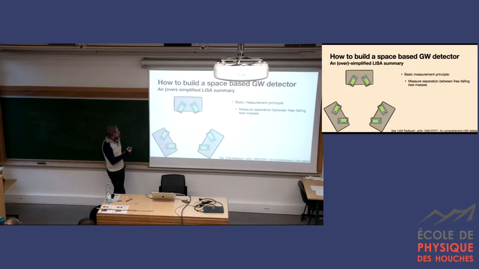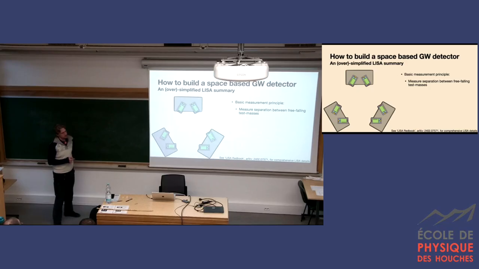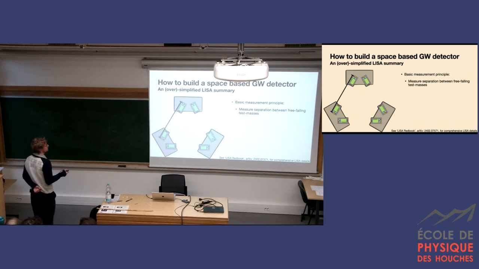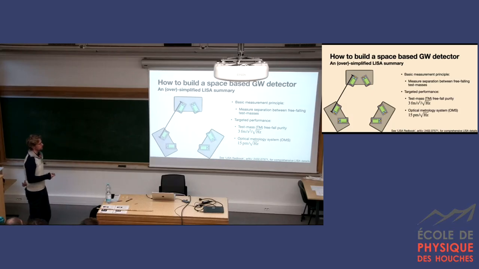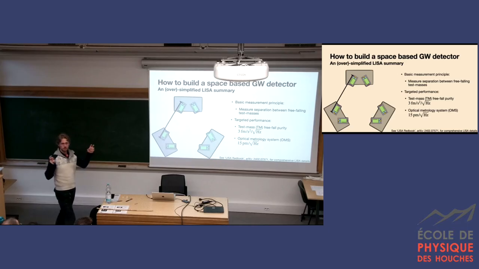So to start off, again, a picture of LISA, and just to describe how the top-level sensitivity of LISA is actually defined. It follows from a very simplified principle that you say you have these single-link measurements that measure test mass to test mass separation, and you have a target performance in those measurements, that you have two test masses entering in there with some noise performance, and you have one optical metrology system noise, which is just an uncorrelated noise entering into that measurement.